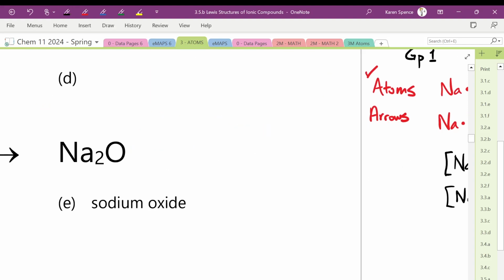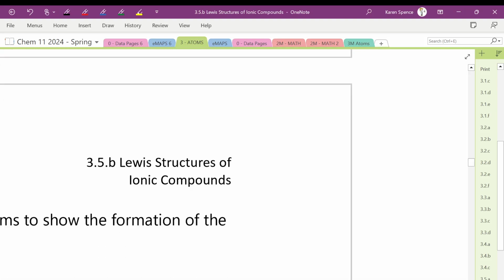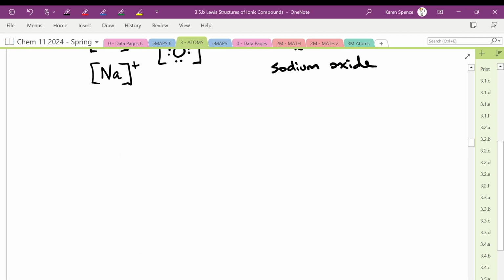Okay, let's see where we're at. I don't want to do MgBr2. Oh, let's do magnesium and nitrogen. Oh, how does that work? No, I'm kidding. This is as hard as it gets.